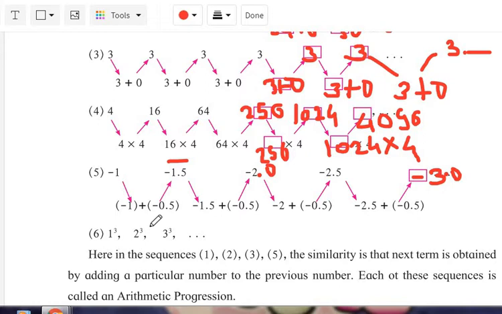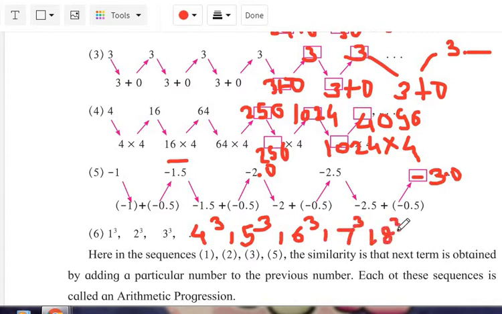Then here it is the sixth one. 1 cube, 2 cube, 3 cube. Then which number comes? 4 cube. Then which number comes? 5 cube. Then next one is 6 cube. Okay, next one is 7 cube. Next one is 8 cube, and so on. That is your sequence.